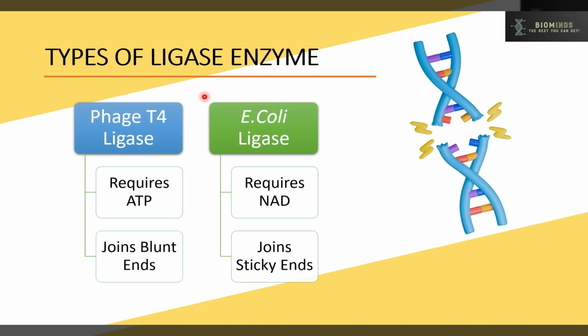We have two types of ligase enzyme, depending upon the source. If it is taken from phage T4, it is T4 ligase. If it is taken from E. coli, it is E. coli ligase. T4 ligase requires ATP as an energy source. E. coli ligase requires NAD as an energy source. T4 ligase joins blunt ends, whereas E. coli ligase joins sticky ends.